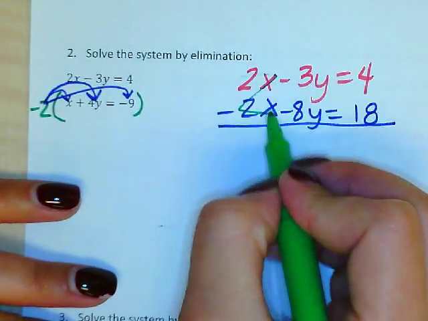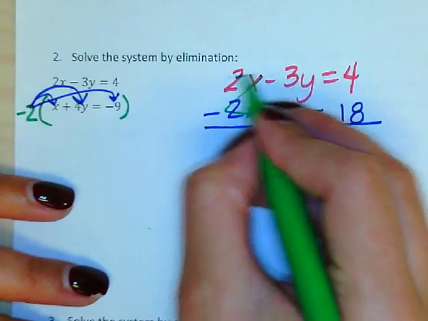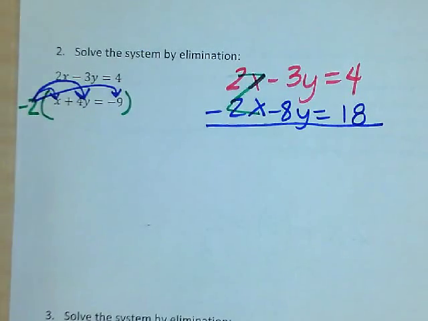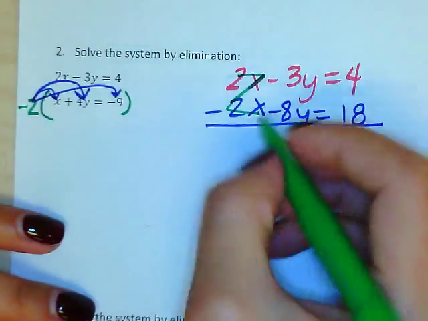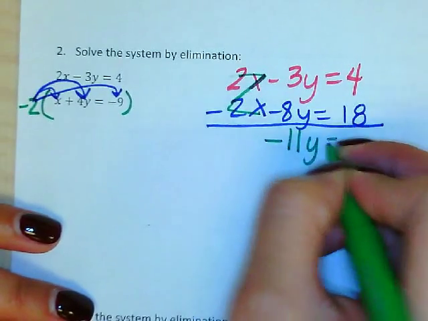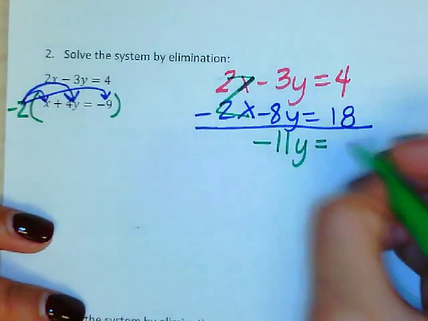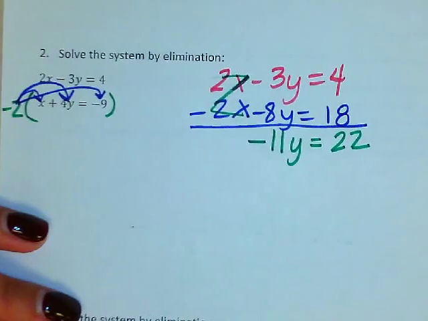So here the x's cancel out. And I have -3y plus -8y. That gives me -11y. And 4 plus 18, they're both positives, gives me 22.